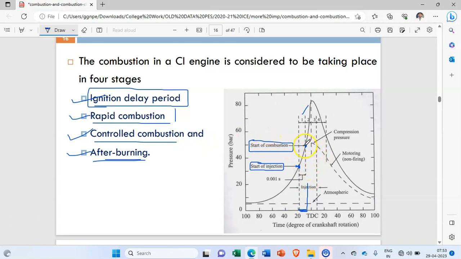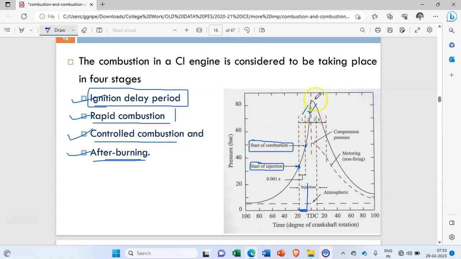Now, the next stage is called uncontrolled combustion or rapid combustion. Why? Because at this point number 2, that is at the start of combustion, the combustion takes place rapidly, because whatever combustible mixture is available inside the combustion chamber is very favorable for combustion. That is why a sudden rise in pressure takes place in that case, and that is uncontrollable.